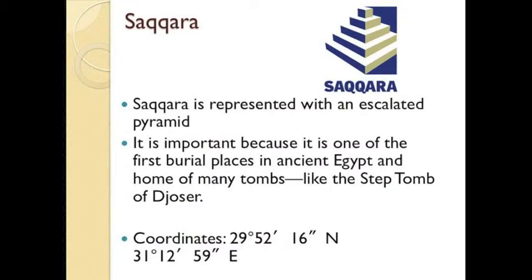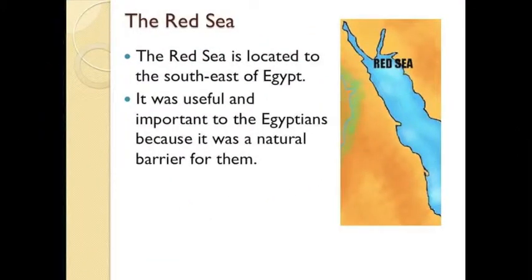Saqqara is represented with a skeleton pyramid. It is important because it is one of the first burial places in ancient Egypt and home of many tombs, like the step tomb of the Djoser. The Red Sea is located in southeast of Egypt. It was useful and important to the Egyptians because it was a natural barrier for them.